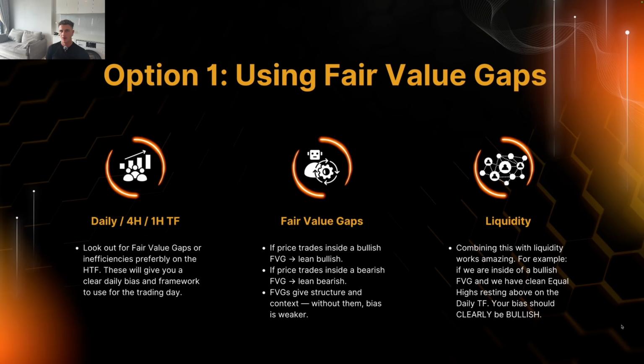So determining daily bias, look out for fair value gaps on the daily time frame preferably, okay? If there's no fair value gaps on the daily, go down to the 4 hour, go down to the 1 hour. Find some sort of fair value gap that you can build and base your trade off of.